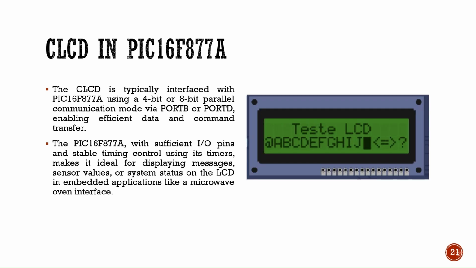CLCD in PIC16F877A microcontroller. The CLCD is typically interfaced with PIC16F877A microcontroller using a 4-bit or 8-bit parallel communication mode via port B or port D, enabling efficient data and command transfer.